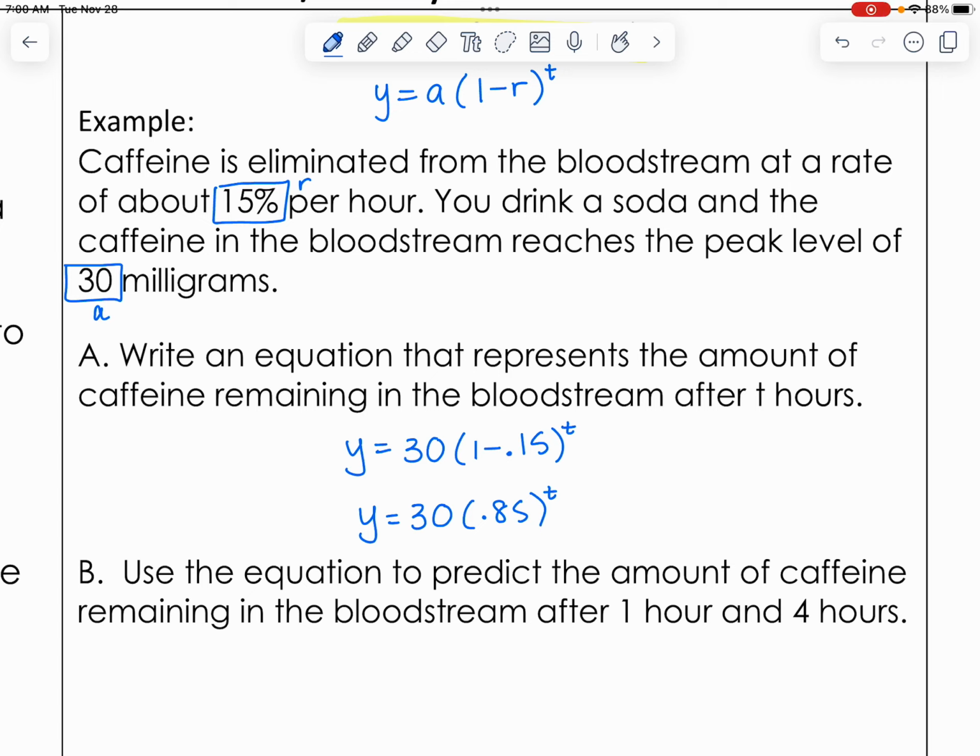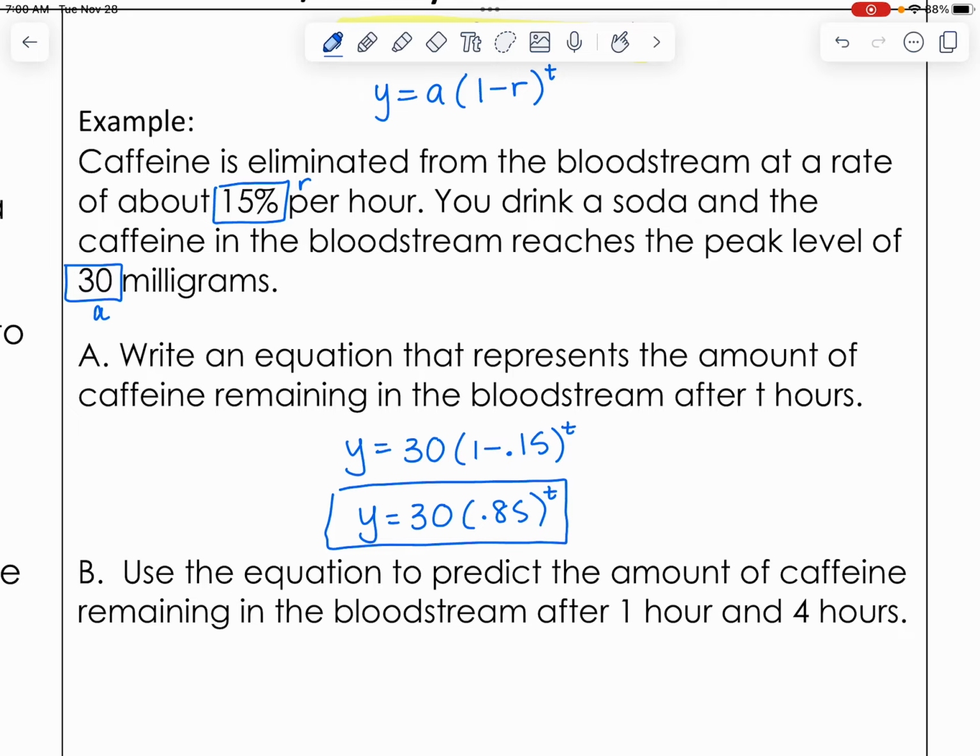And if you think about it, if 15% is how much it's decreasing by every hour, then you're left with 85%. So if you're decreasing by 15%, then what you're left with is 85%, just in case you wanted some context for why we do 1 minus r. But if you don't need to know why, then there you go.